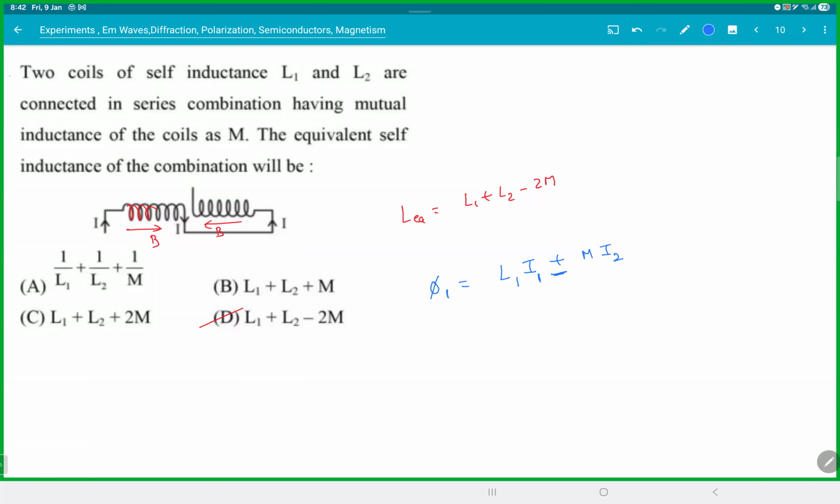Clear? So unlike capacitors and resistors, inductors can interfere with each other. So if this question had been like this, then it would have been L1 plus L2 plus 2M. So be careful with the orientation there. The flux in the secondary coil would have been L2 I2 plus or minus M I1. Let's get this thing.